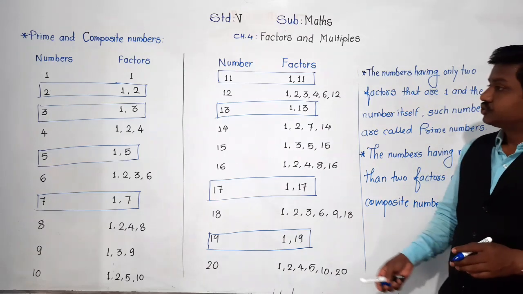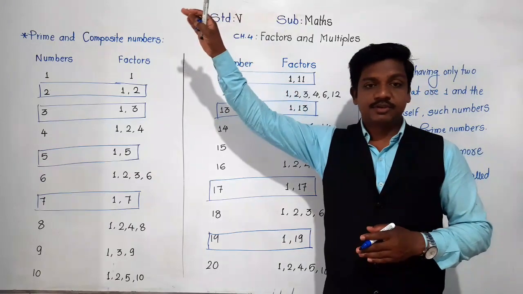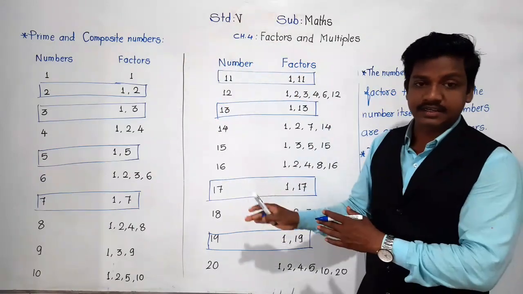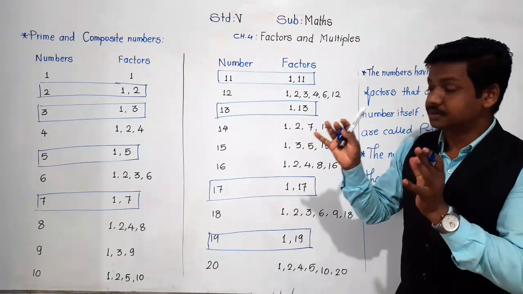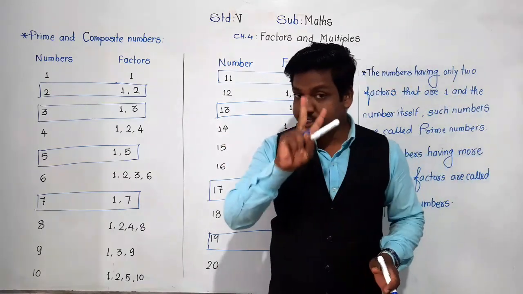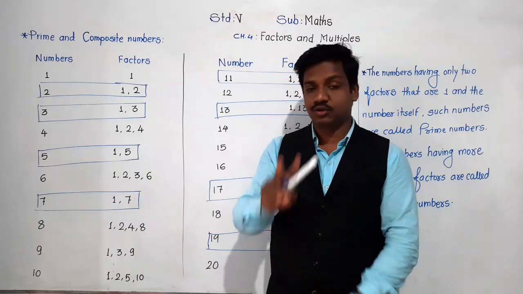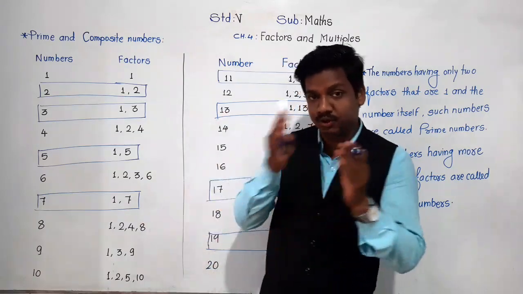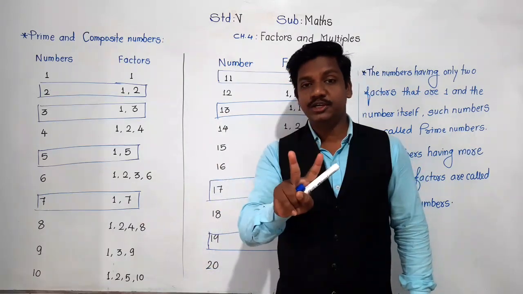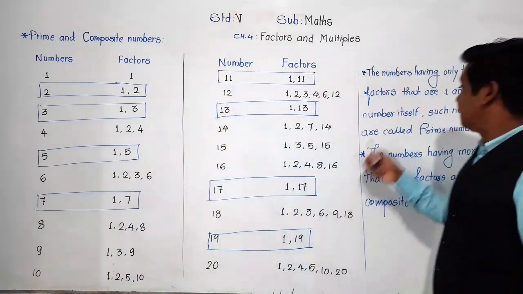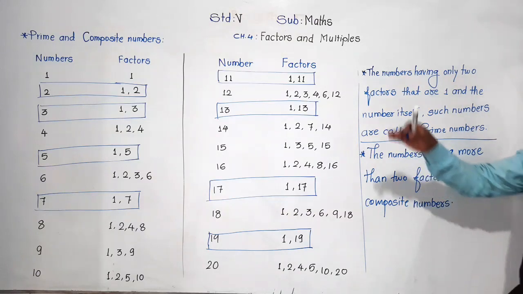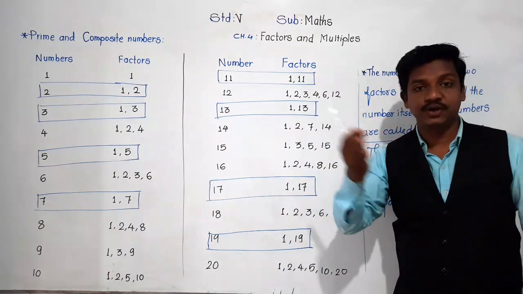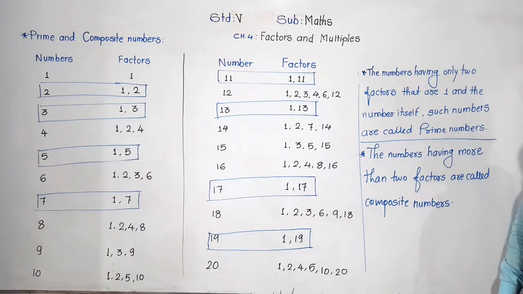Understood? So in this chart, we have written numbers from 1 to 20 and we have written their factors, and we have made 2 groups of numbers. The numbers having only 2 factors. Only is very important. Only 2 factors, not less than 2 and not more than 2. The numbers having only 2 factors are called prime numbers. Whereas the numbers having more than 2 factors are called composite numbers.